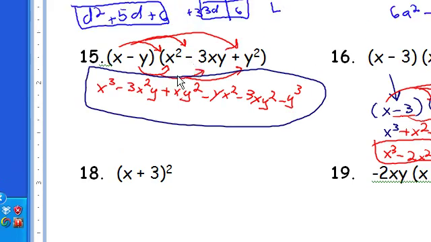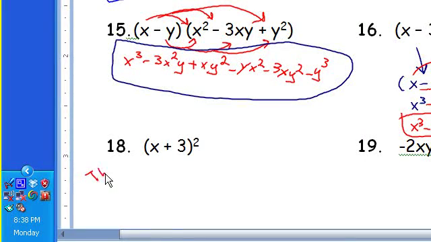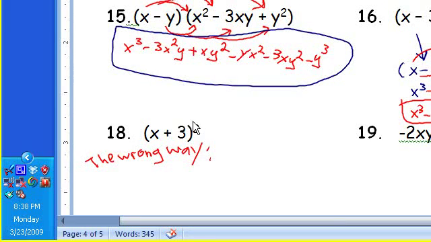I'm going to show you the wrong way to do this. And I'll even write it out here, so in case your speakers go out as I'm demonstrating this, you won't think this is how to go. The wrong way would be to take this 2 and distribute it to both of these terms, thus ending up with x squared plus 9. No, that is not the correct way to do these.